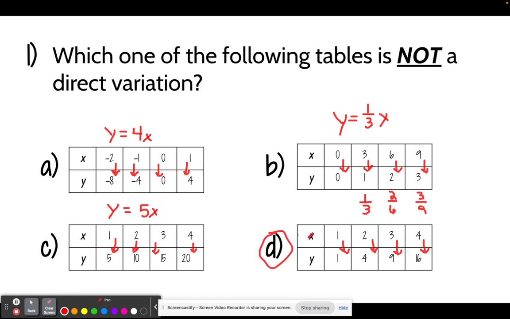You may have noticed that my equation for this is y equals x to the second power. Because 1 times 1 is 1, 2 times 2 is 4, 3 times 3 is 9, but not a direct variation. I didn't clear my screen.